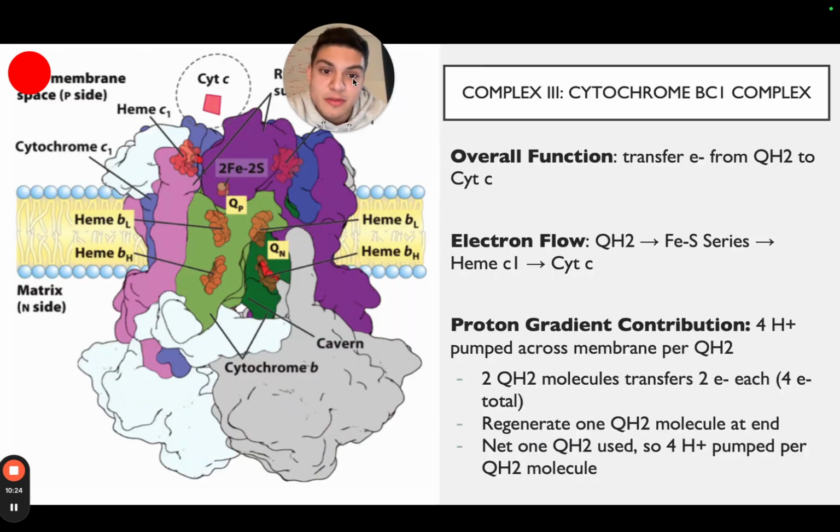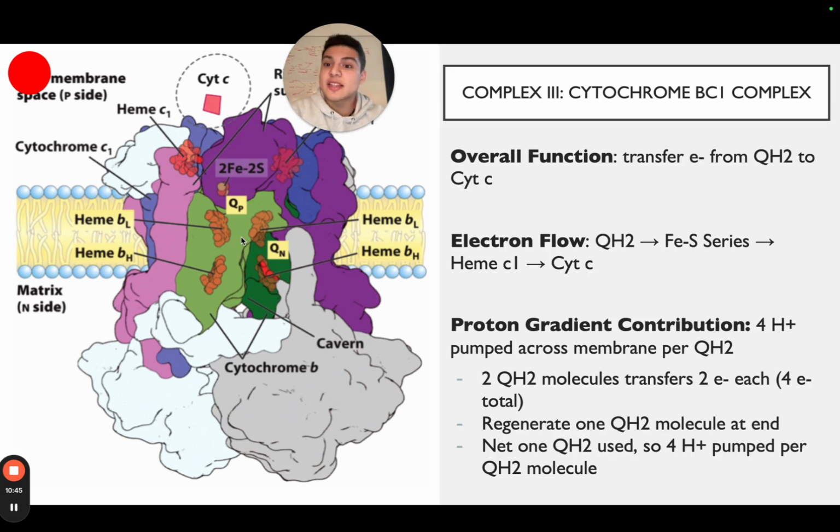So moving on to complex 3, the overall function is to transfer electrons from our now reduced ubiquinol, QH2, to cytochrome C. And so the electron flow is going to go from ubiquinol to iron sulfur clusters to heme C1 and cytochrome C. And I think the reason why we call it cytochrome BC1 is because there are cytochrome or heme Bs that also help with the Q cycle. So I think that's why we call it that.